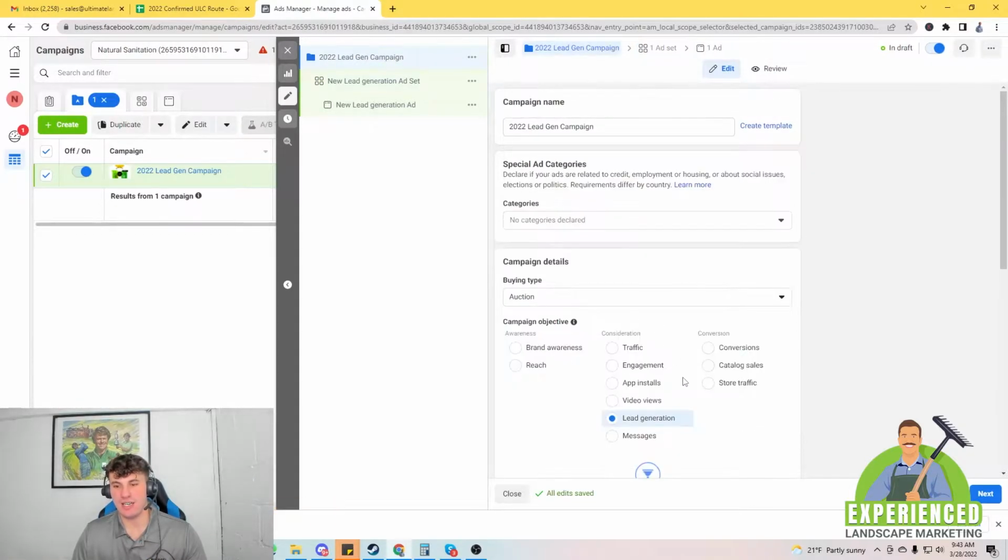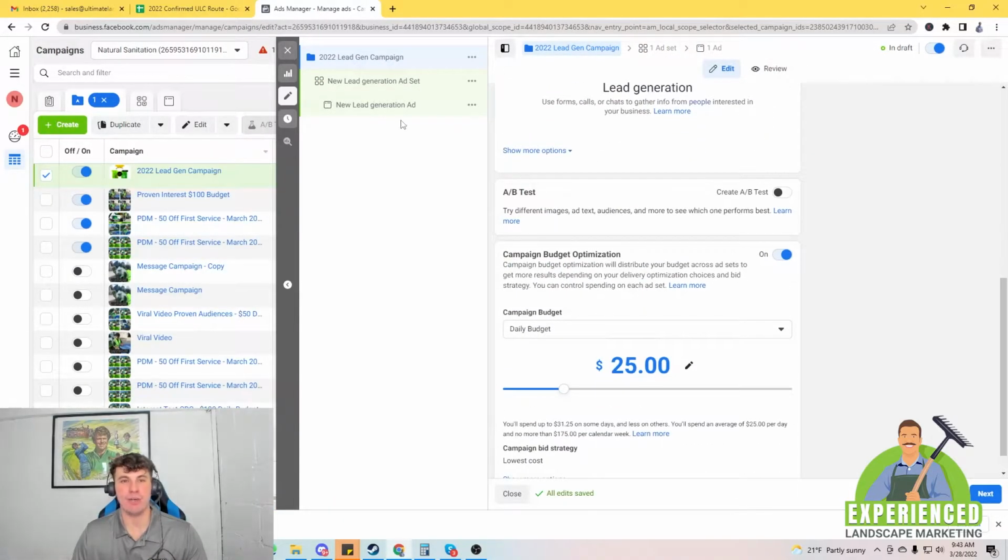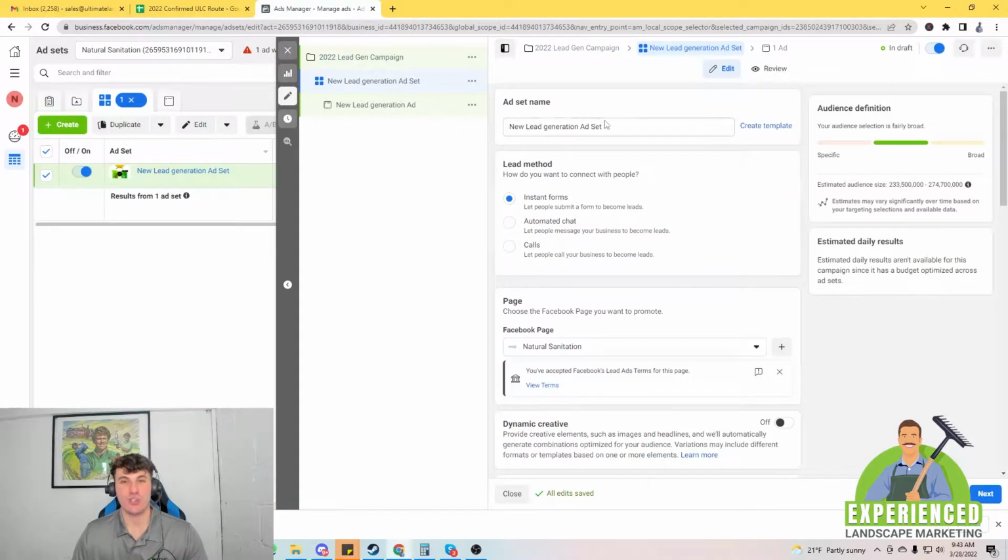And by using campaign budget optimization, it's going to try to find which ad sets are working the best and distribute the money to those ad sets.